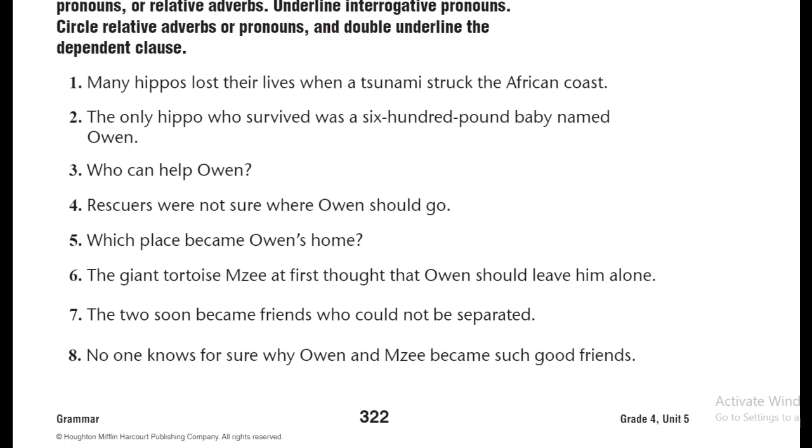Now let's go to task 3. Double underline the dependent clause. Okay, so as long as we were able to circle relative adverbs and pronouns, this means that it's really easy to know where the dependent clause is. For example, in sentence number 1, it's when a tsunami struck the African coast. In sentence number 2, it's who survived. In sentence number 4, it's where Owen should go. In sentence 6, it's that Owen should leave him alone. In sentence 7, it's who couldn't be separated. And in sentence 8, it's why Owen and Mazee became such good friends.